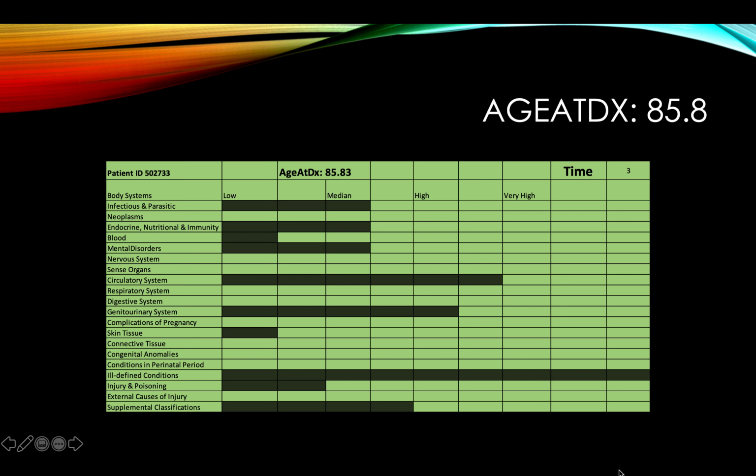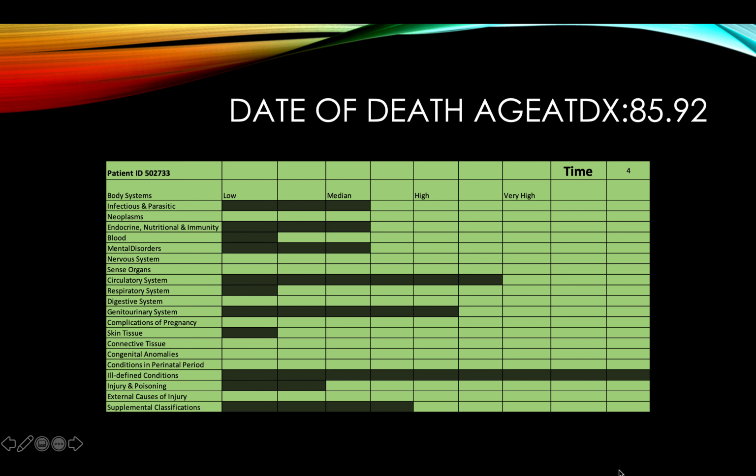Now HIDX at 85.8, we can see circulatory system past high, almost at very high, while on the other hand, defined conditions is past very high, and supplemental classification is almost that high. Now for the date of death for HIDX 85.92, we can see similar data, with circulatory system almost at very high, and same as before, defined conditions is past very high, and supplemental classification is almost at very high.